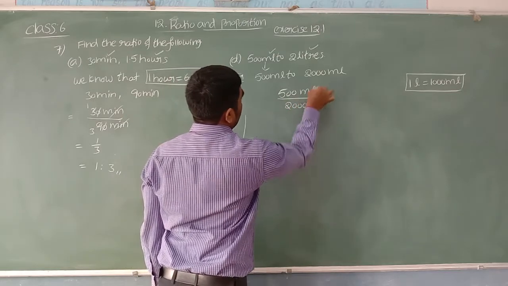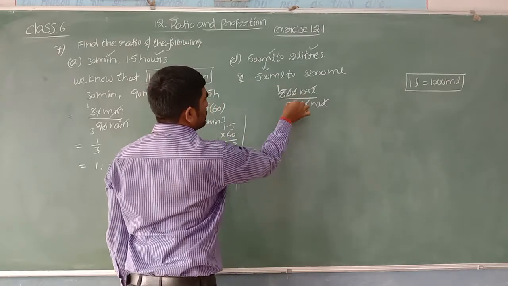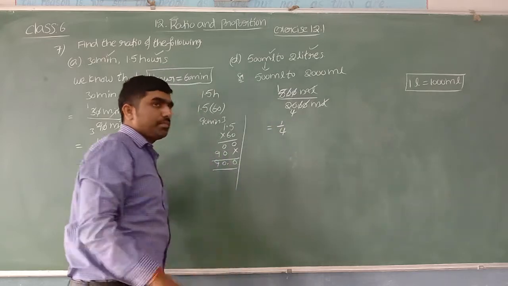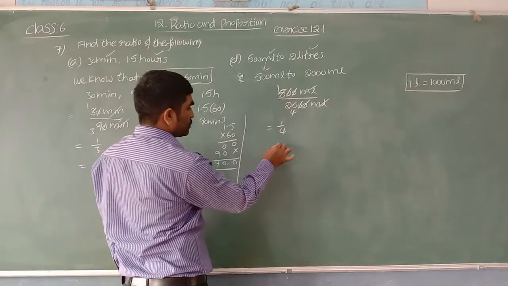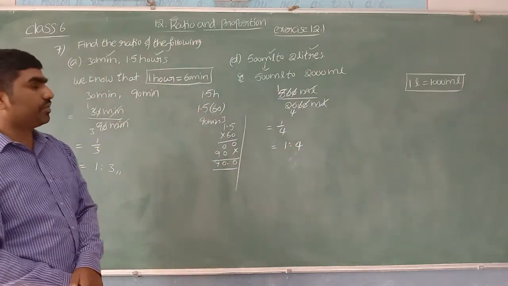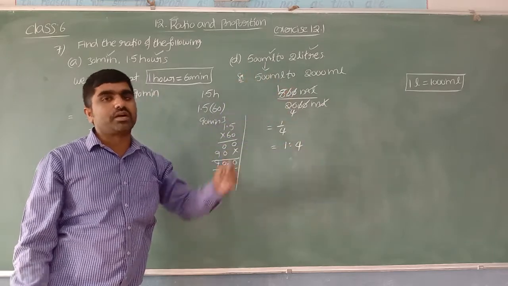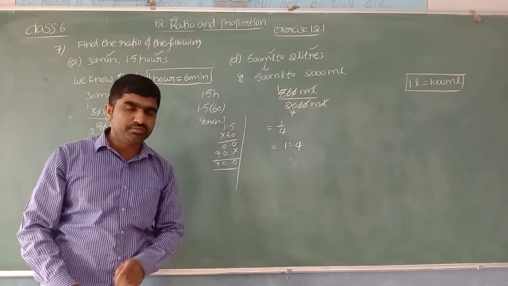Here ml cancel, 10 and 10 cancel, 10 and 10 cancel, 5 ones are 5, 5 fours are 20. So I got here 1 by 4. It is in simplest form. There is no common factor for both other than 1. So we write with the help of the ratio symbol 1:4. Like that you can find the ratio. In case they have different units, you convert them and find the ratio. And finally we can see there is no unit for a ratio.